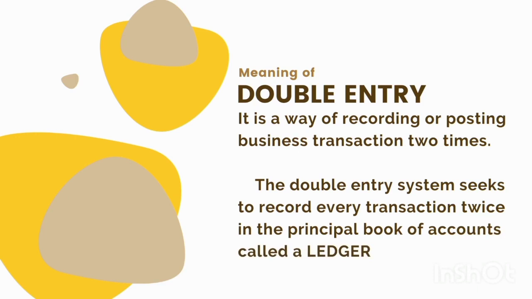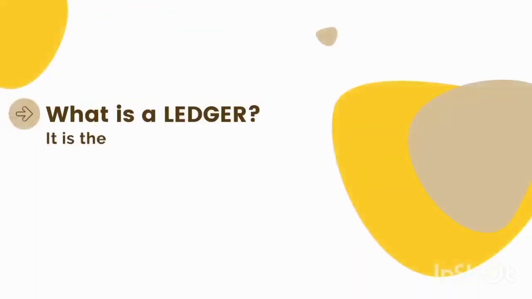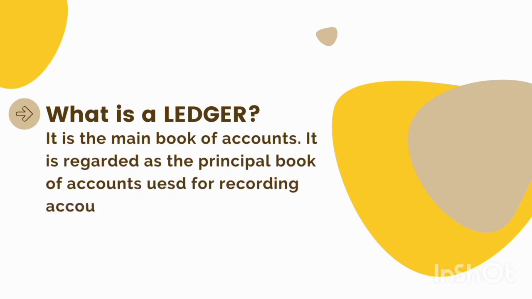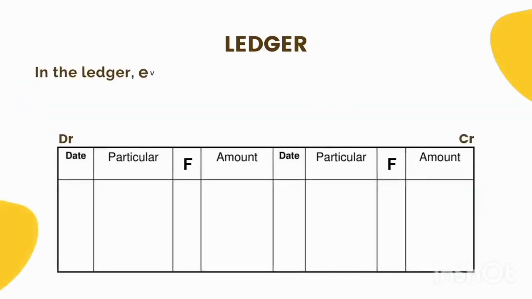It is actually the main book of accounts, which is regarded as the principal book of account. We use it to record accounting transactions twice. The left-hand side is known as the debit side, as you can see indicated by DR here, while the right-hand side is known as the credit side.